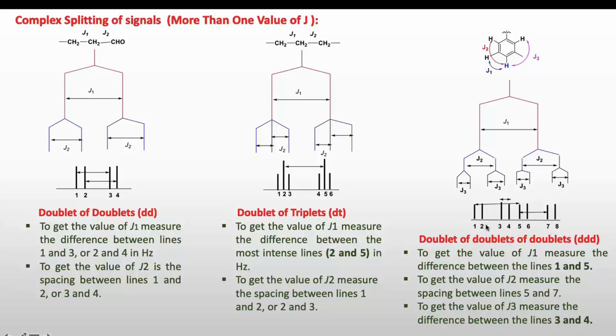So how to calculate the J values in this example? For calculating J1, we have to take the distance between peaks 1 and 5. To calculate the J2 value, we have to take the distance between peaks 5 and 7. To calculate J3, we have to take the distance between peaks 3 and 4, or 5 and 6, or 7 and 8, or 1 and 2. That will give the coupling constant value for J3. So this is the way to find more than one J value in molecules having more than one type of protons.